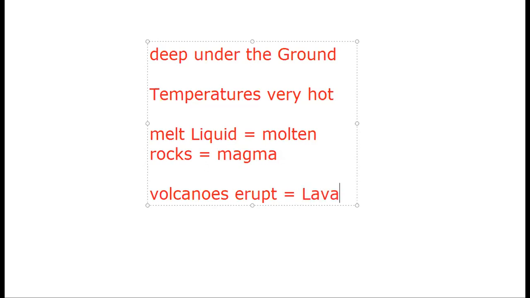We call it lava. Again, deep under the ground, there are rocks, and the temperatures are very hot. Because of high temperatures, these rocks become liquid or melt, and they are called molten rocks. These molten rocks are called magma. Now, when volcanoes erupt, the magma reaches Earth's surface and it is now called lava. So magma and lava are the same, but when the molten rock is under the ground, it's called magma. When it reaches Earth's surface, it is called lava.